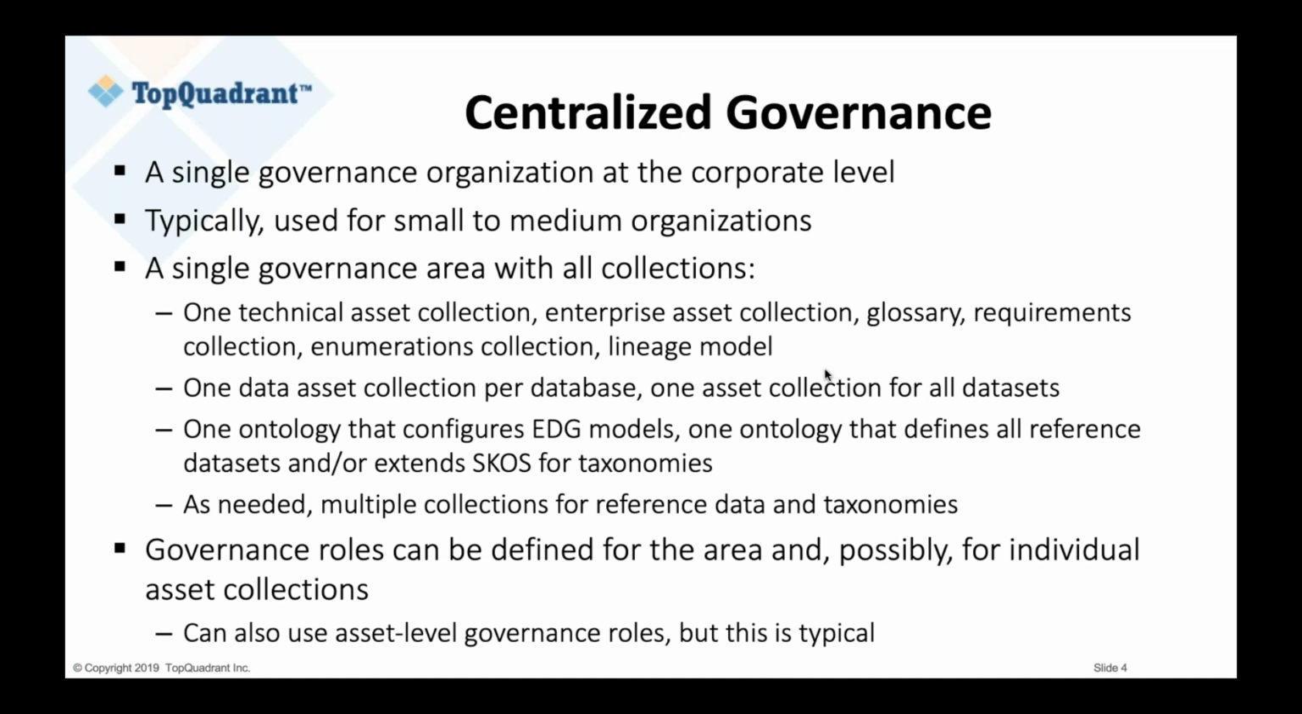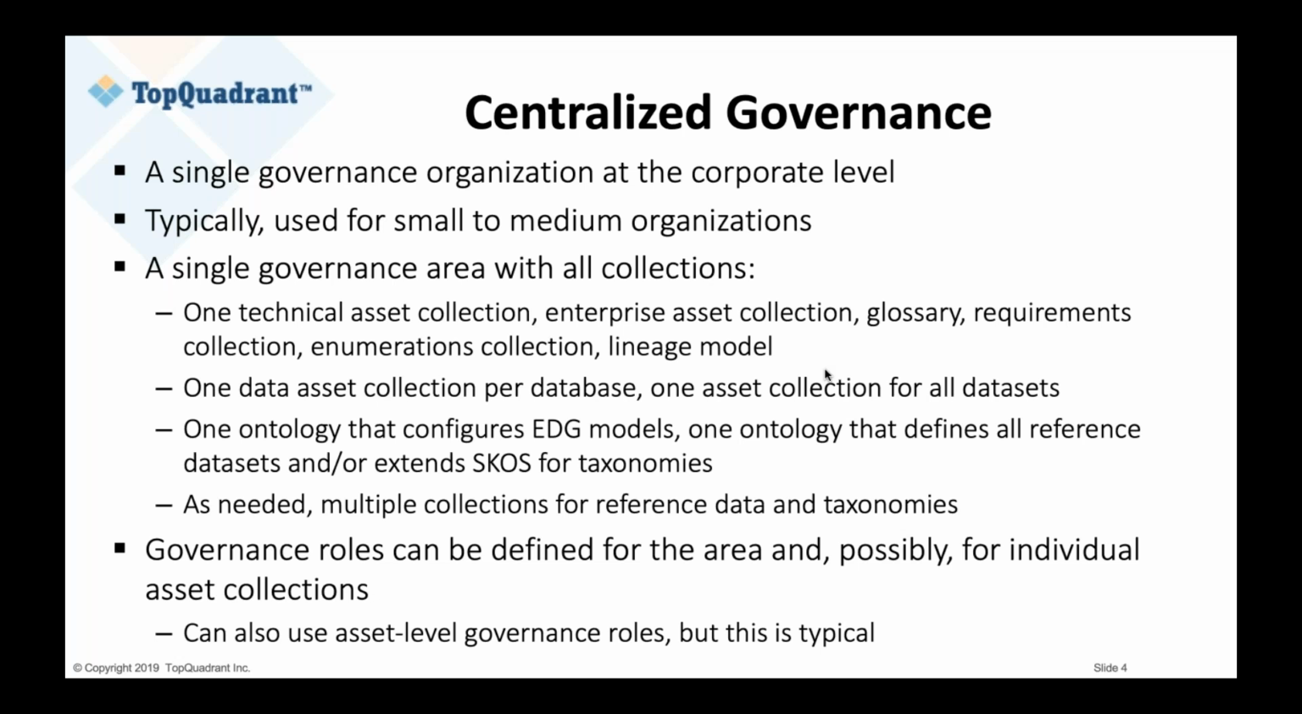And in terms of asset collections, you would normally have one technical asset collection to collect information about all your systems, one enterprise asset collection, probably one glossary, one requirements collection, enumeration, and a lineage model. Since even in this setup there are multiple data sources, you would normally have multiple data asset collections, one for each database that you're going to be cataloging, and then one asset collection for all data sets.